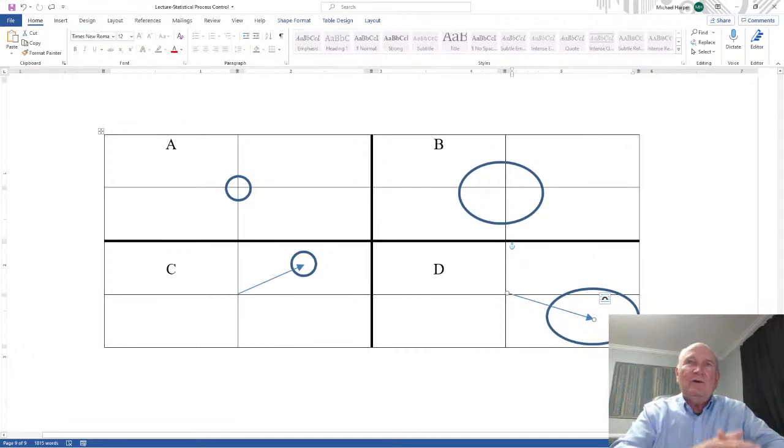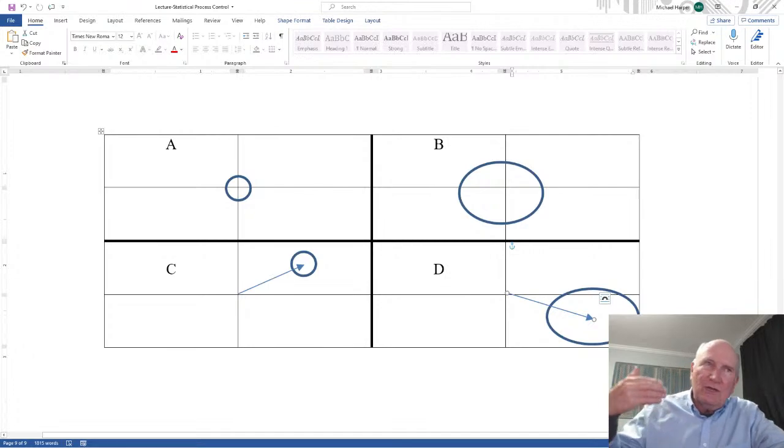So this is how these charts can be used very effectively in monitoring things. And so this goes a little bit deeper than just an introduction, but it kind of opens the door to a lot of analyses.